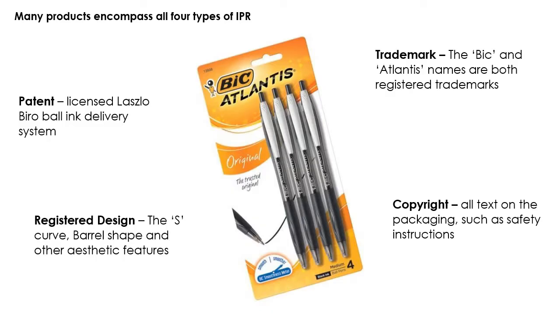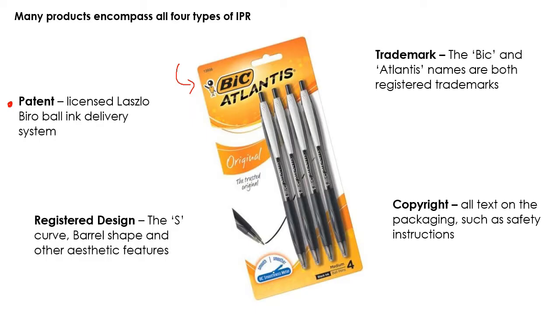Right, so I've seen before in an exam that they can ask you about how a product could use all four types. So counting registered design and unregistered design as the same thing, kind of, all four types of intellectual property rights. This is a really good example, this Bic pen, which is called the Bic Atlantis. It actually has all four different types of intellectual property rights on it. So there is a patent in action for the ball ink delivery system, which is called the Laszlo Biro ball ink delivery system. That is patented.